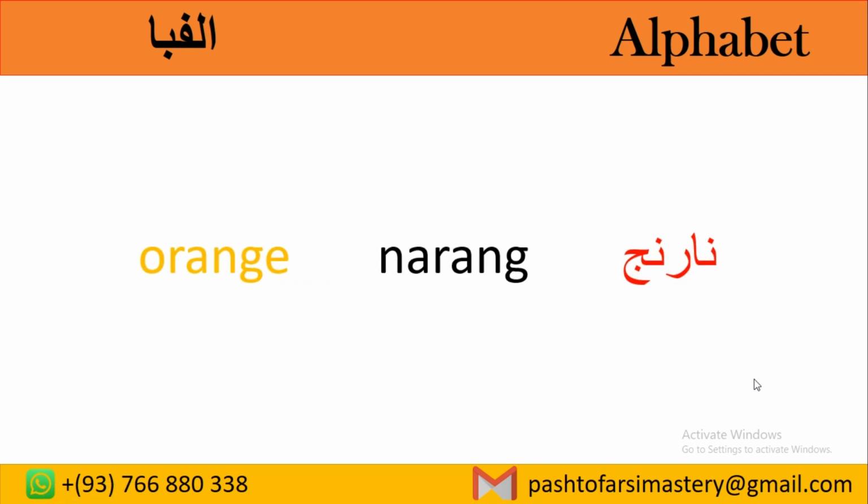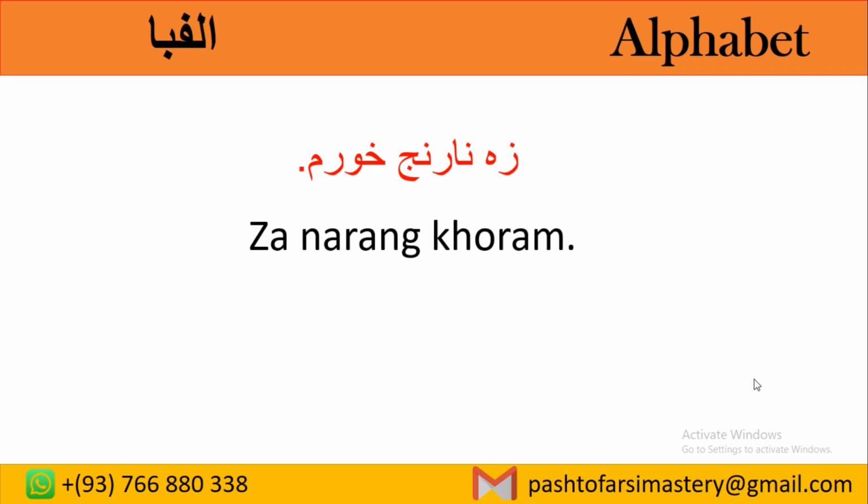In a word, for example, with Noon we have naranj. Naranj means orange. زه نارنج خورم. I eat an orange. زه means I, نارنج means orange, خورم means eat. زه نارنج خورم. I eat an orange.